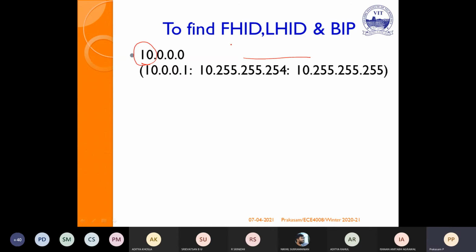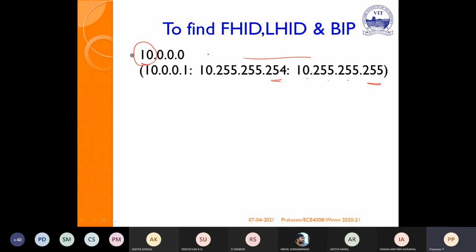The first host ID is 10.0.0.1, because it is nothing but 0 plus 1. The last host ID is the maximum minus 1, because the last address is the broadcast ID. So 10.255.255.254 is the last host ID. The broadcast is 10.255.255.255.